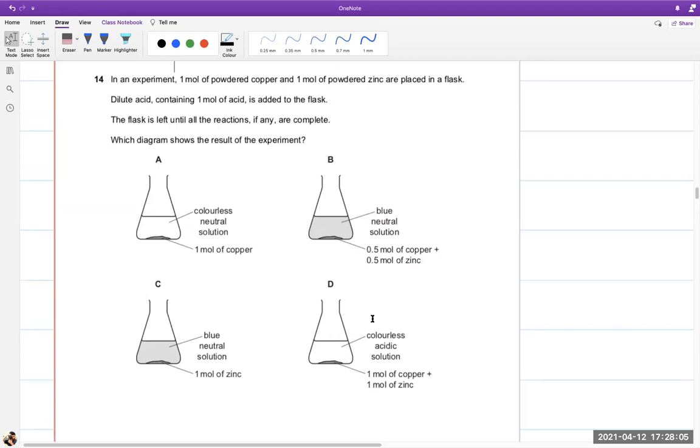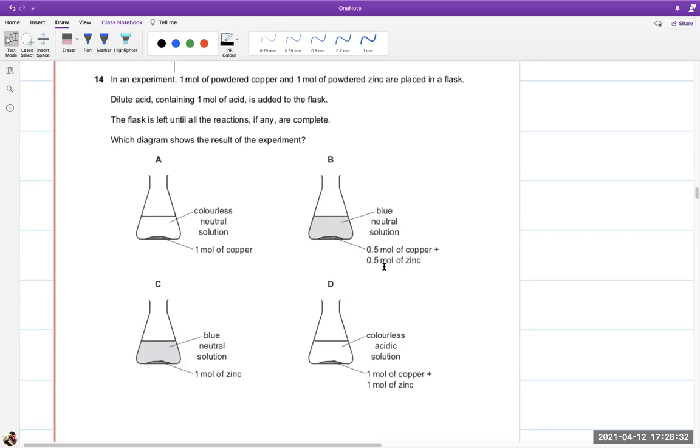So zinc and copper. First of all, you need to know that zinc is going to be gray and copper is going to be pink. Similarly, we know that zinc is more reactive, copper is less reactive. And what are we putting them in? So dilute acid is added to the flask. Copper cannot react with dilute acid because copper is below hydrogen in the reactivity series, but zinc can.